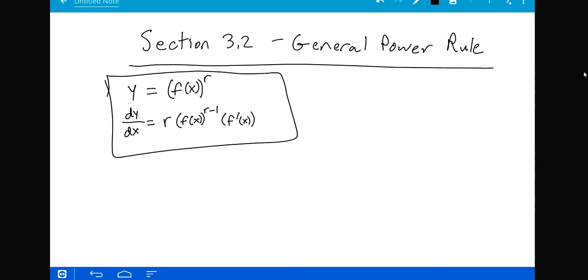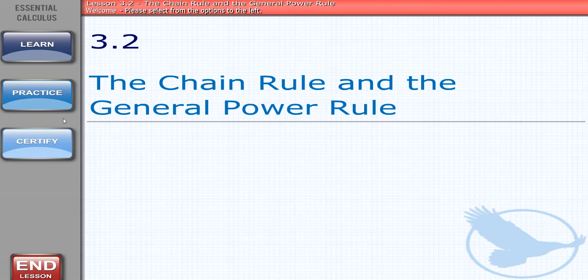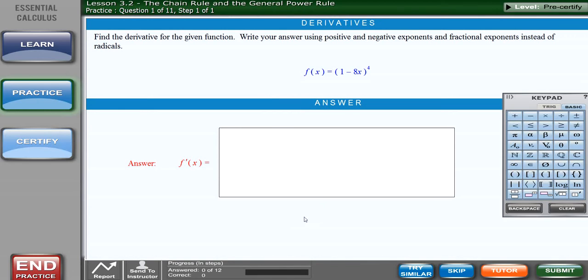Okay, so let's go to Hawks. See what you're going to see. We'll go and practice here. Okay, so a function like this, 1 minus 8x raised to 4. So again, the idea here is you've got something with x in it in parentheses. It's not just x, something with x in it, 1 minus 8x. X is buried in that parentheses. And then in turn, that parentheses is raised to an exponent 4. So we have 1 minus 8x all raised to the 4th.